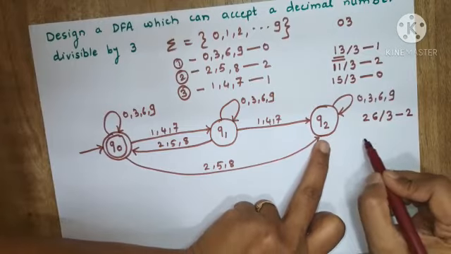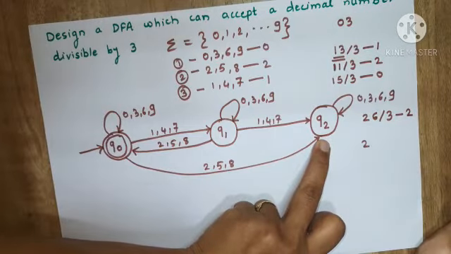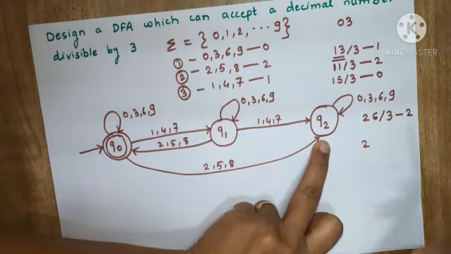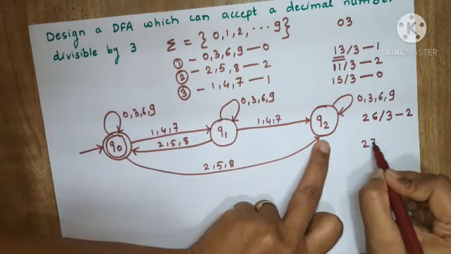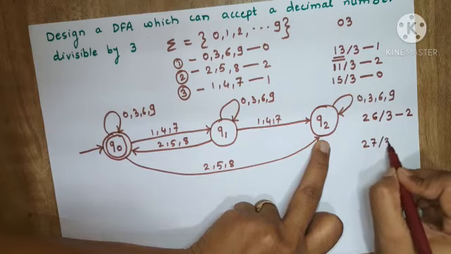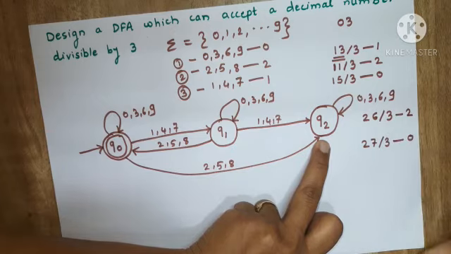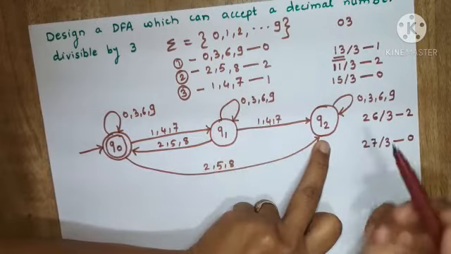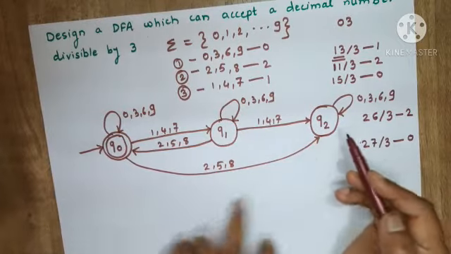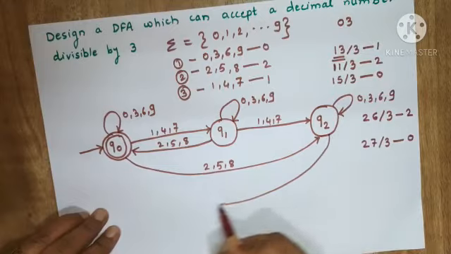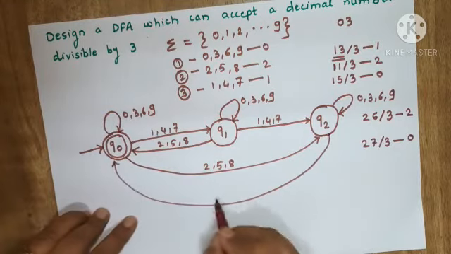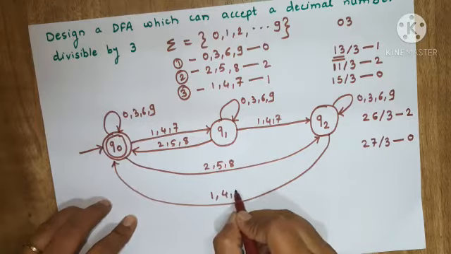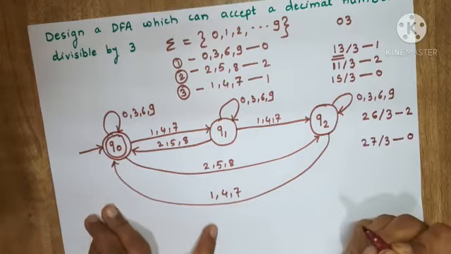Now I am in Q2 state, so remainder is 2, and if I am getting one of the digits from 1, 4 and 7, so suppose I am getting 7, and if I divide this by 3, I will get remainder 0. So that means for 1, 4 and 7, I have to go to a state which is having remainder 0. So for this reason, I have to show a transition to Q0 state for 1, 4 and 7.